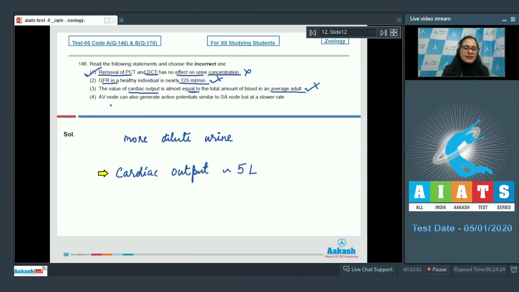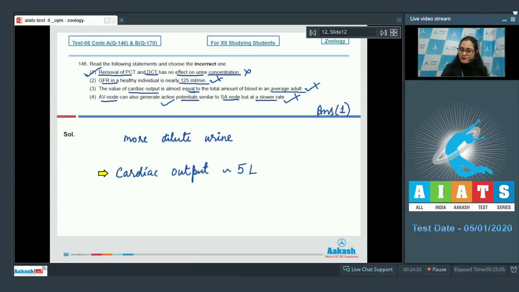The last statement given in this question is AV node can also generate action potentials similar to SA node but at a slower rate. And as it is also a correct statement, this cannot be a correct answer to our question. AV node, which is known as the pace setter of heart, and SA node, which is also known as pace maker of heart, they are responsible for generating action potentials. But AV node generates action potentials at a slower rate in comparison to SA node. So the correct answer to this question is option number 1.